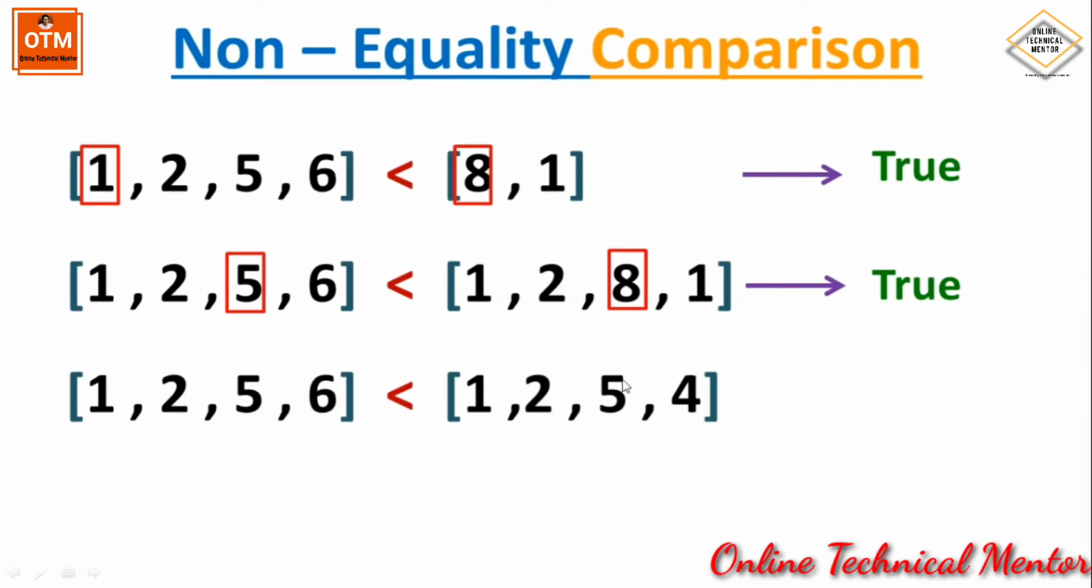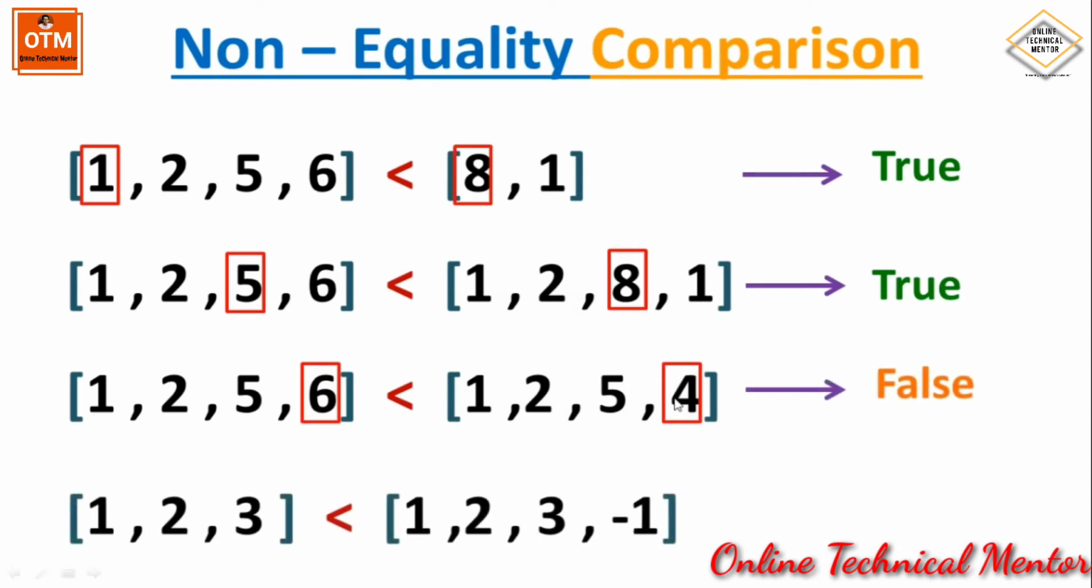The first three elements of both lists are identical, so it will move on to the last element, that is 6 and 4. Now it will check whether 6 is less than 4. No, so it will return false. Let me show you another example.